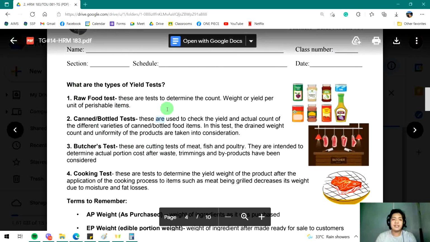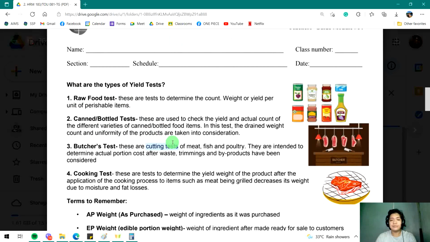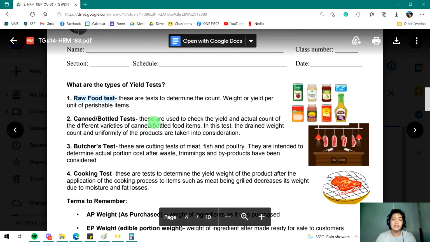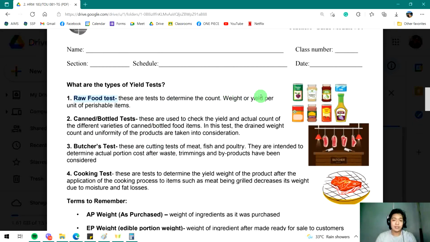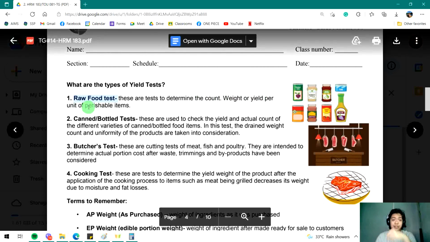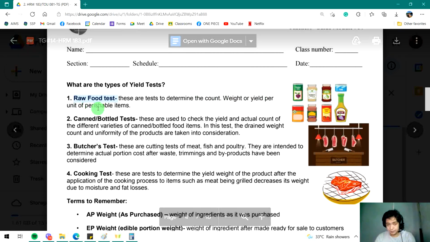So we have different kinds of yield tests here. We have raw food test to determine the count, weight, or yield per unit of perishable items.